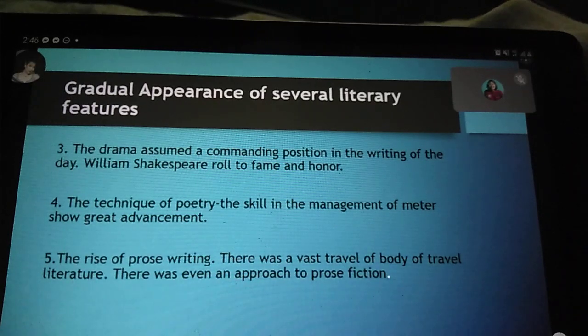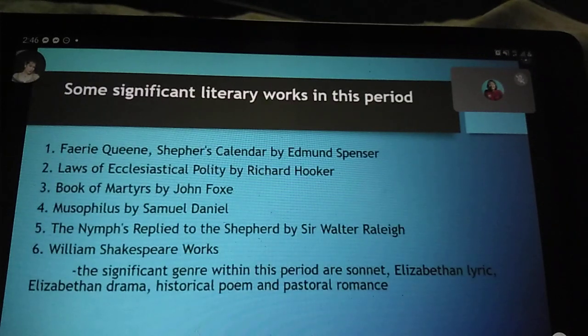Then, number four, the technique of poetry, the skills and the management of meter show great advancement. Then, number five, the rise of prose writing. There was a vast travel literature. There was even an approach to prose fiction. Then, after that, in the next slide are some significant literary works in this period.